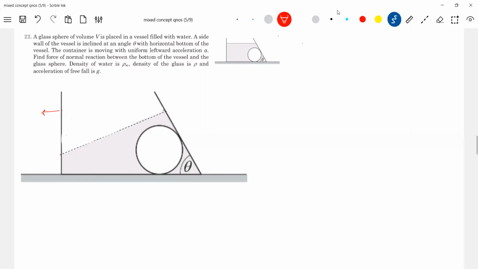Acceleration of container. At least I'm helping with some diagram here. With uniform leftward acceleration, is it okay? The free surface should align itself. Theta is that particular thing. So here this will be alpha. So what is alpha? Angle made by the free surface with the horizontal.